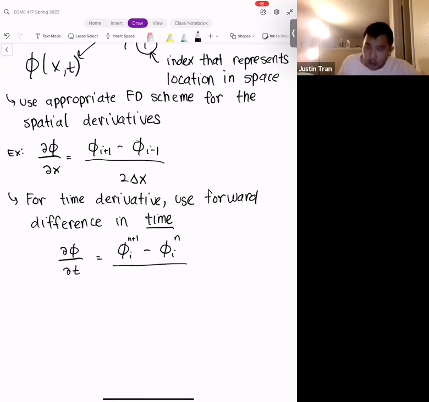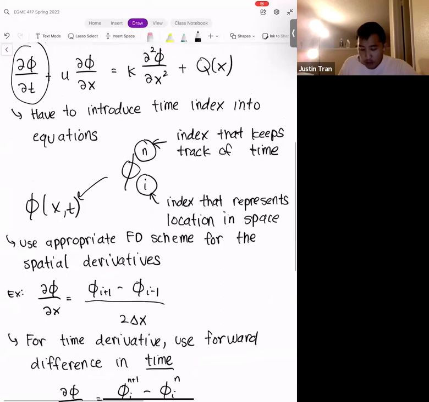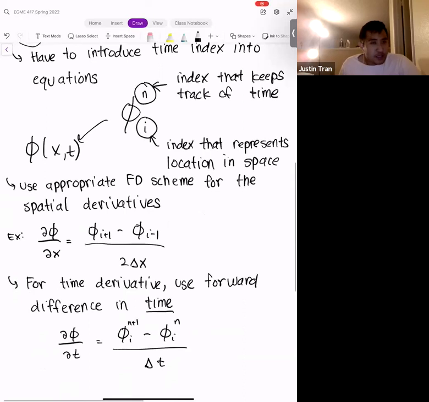When I say that we're taking the derivative in time, that means the index that we're incrementing up and down is going to be the time index, which is in the superscript. Our time derivative here would be phi at i and time step n plus 1 minus phi at i and time step n, all divided by delta t. That's important. Keeping this in mind, we should have everything we need to form an algebraic equation. Remember, that's always the goal with our finite difference: to form this algebraic equation.